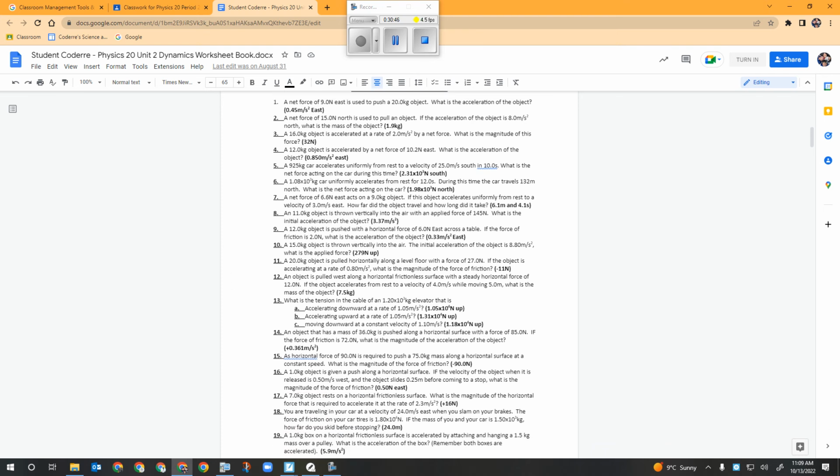There's an elevator question on number 13, so you can probably try that one as well. In fact, let's start with 13. Do the elevator question first, and then work backwards to number 1. That way we can go over number 13.